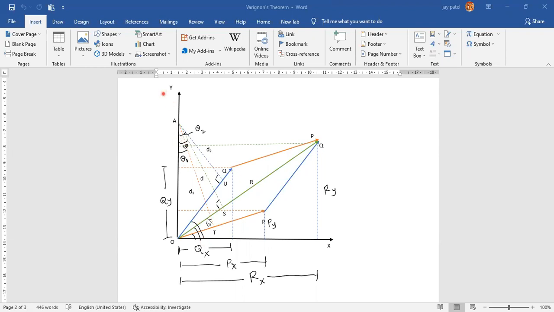At point O, we have two forces. One force is this P force, yes or no? And another force, represented by blue color, is the Q force. We have two forces, P and Q. Now, R is the resultant force of the two forces. P and Q are externally applied loads, and R is your resultant force. Is it clear or not? Please confirm.